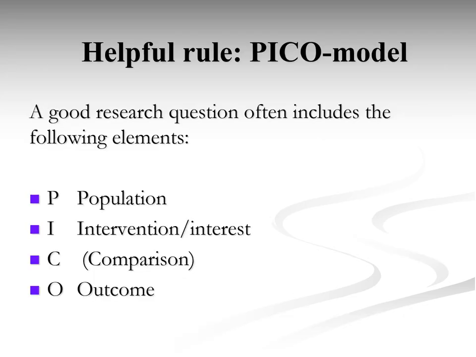To define the research question, a helpful model is the PICO model. In the PICO model, the P stands for the population, the I stands for the intervention or the interest, the C for the comparison, and the O for the outcome. So a good research question says something about these 4 elements.